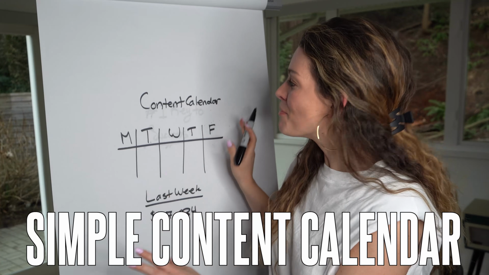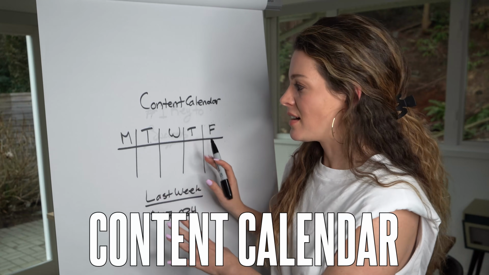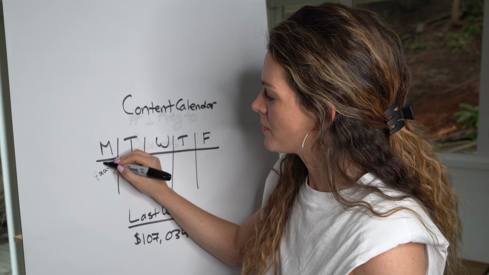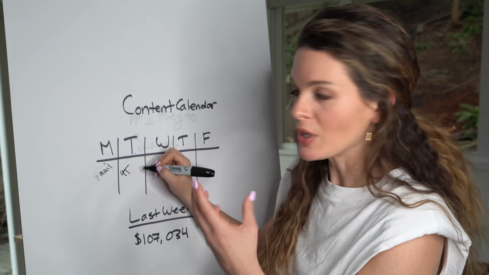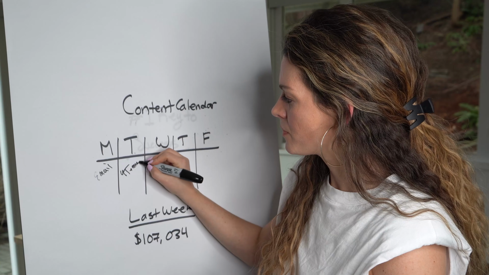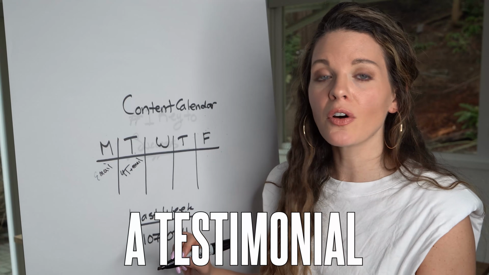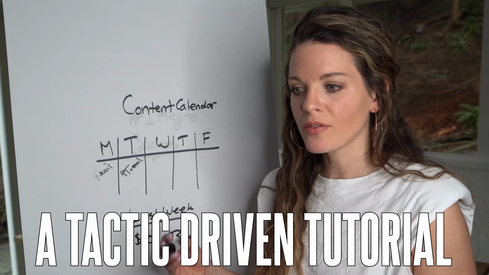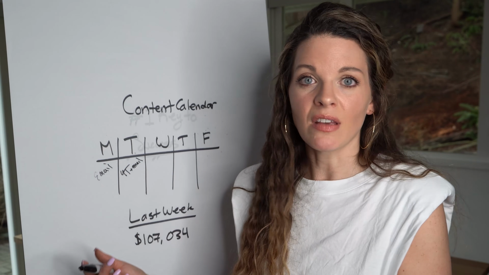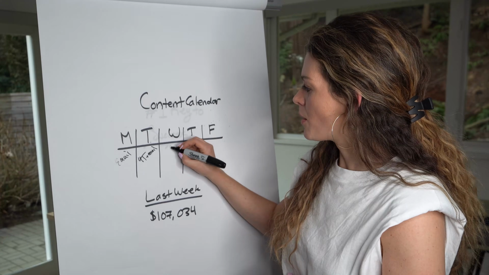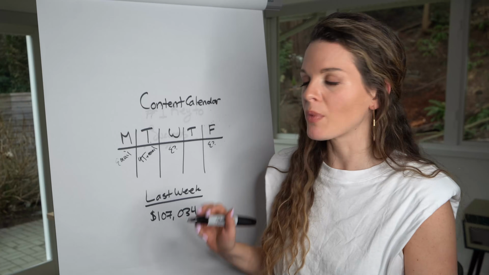So my simple content calendar and strategy on a weekly basis, and very profitable content calendar, looks like this. Email to the list that we built through YouTube. Tuesday is YouTube, and we usually send an email with that. And then Wednesday or Friday, we'll send another email to my list with either a testimonial from our program or a tactic-driven tutorial, or just a direct call to action to see if people are interested in the program and speaking to someone from my team. I'll put E, and I'll just put question marks. We don't define which days we're gonna do it on, but we know it's one or the other.